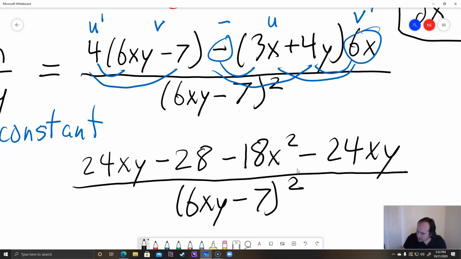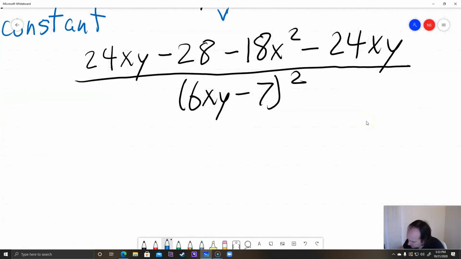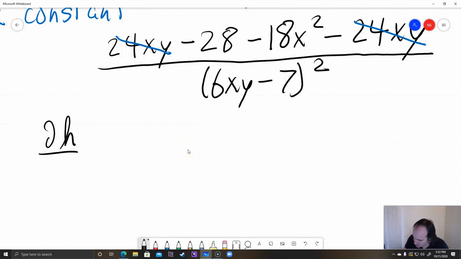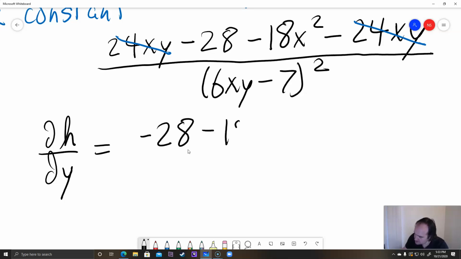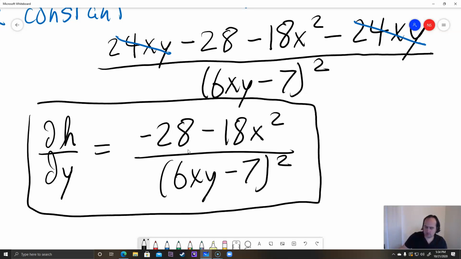Okay? And then we can go ahead and combine like terms on the top. So combining like terms here, we've got the 24xy and the negative 24xy, those cancel. And that leaves us with our final answer. So partial h partial y equals negative 28 minus 18x squared all over the quantity 6xy minus 7 quantity squared. Okay? And that's our answer. And that's how my math lab writes their answer too, so we're good there.